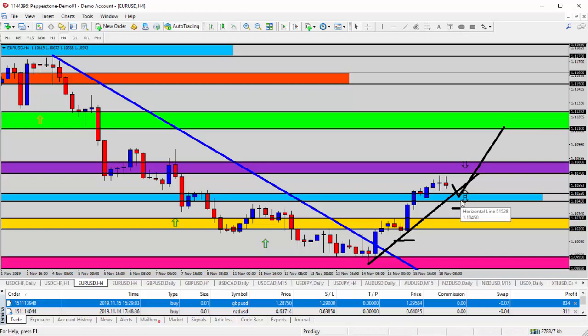You look for the dip to the blue zone, target the purple zone. Of course, if it can break the purple zone, we'll look for higher levels to be achieved. But right now, that becomes a decent target. Selling this right now just doesn't make sense. That would be against the current momentum.